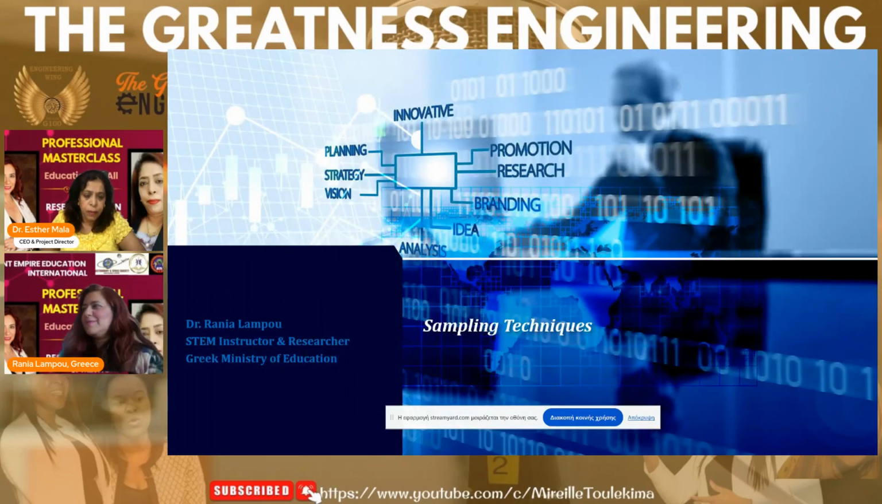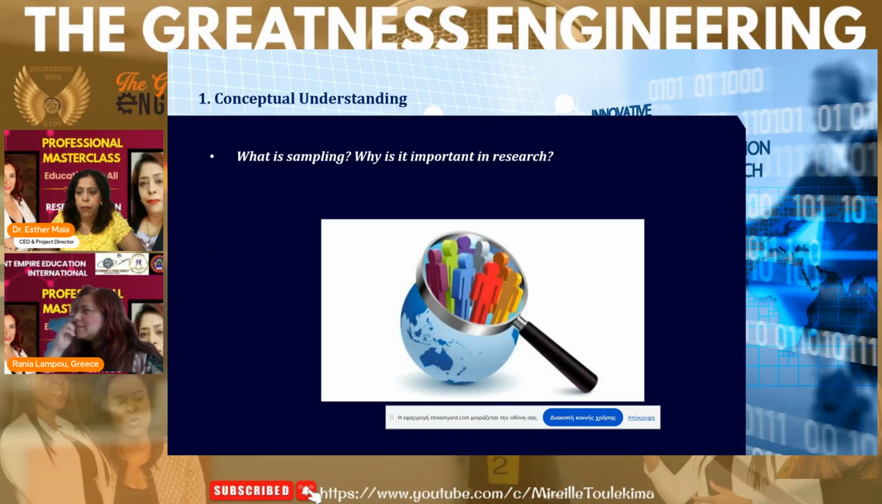Okay, thank you. So first, we need to start from conceptual understanding. What is sampling, and why is it important in research? Sampling is the process of selecting a subset, called a sample, from a larger group, called the population, to study and draw conclusions about the entire population. Already in the previous sessions, we have discussed a lot about sampling, and we have also mentioned some main categories. But today we will explore more details, and we will focus more on practical applications.